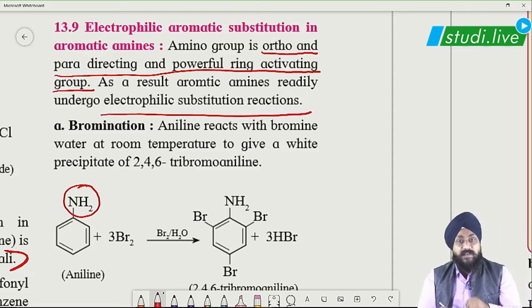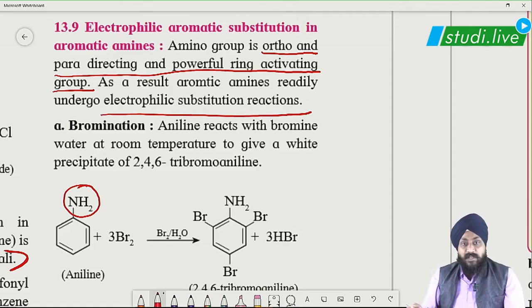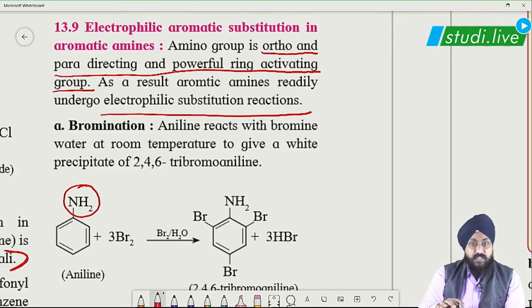See, it is donating electron to the benzene ring, so the benzene ring is going to become rich in electron. So an electron-loving group will come and attack the benzene ring. Okay, so you say it will undergo electrophilic substitution reaction. The very first reaction is bromination.